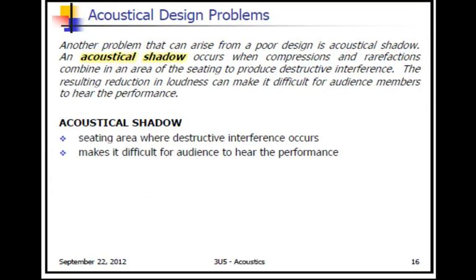There's also something called an acoustical shadow. This would be an area of a theater or a room where destructive interference would occur. It would not be some place where you'd want to have audience members seated because it would be difficult to hear the performers in that spot.